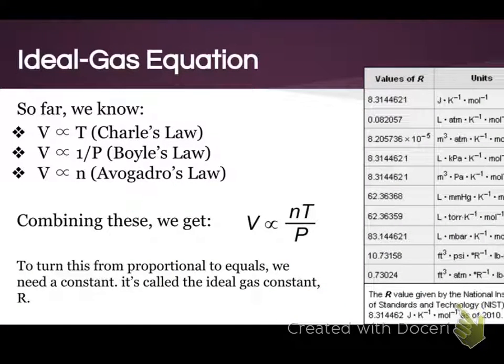Okay, so the 3 laws we have are outlined here. Charles' law relates volume and temperature, and it says that they're proportional. This little sign means proportional. Boyle's law says they're inversely proportional, so we take 1 over P on the right. And Avogadro's law says volume is proportional to n, which is the number of moles.